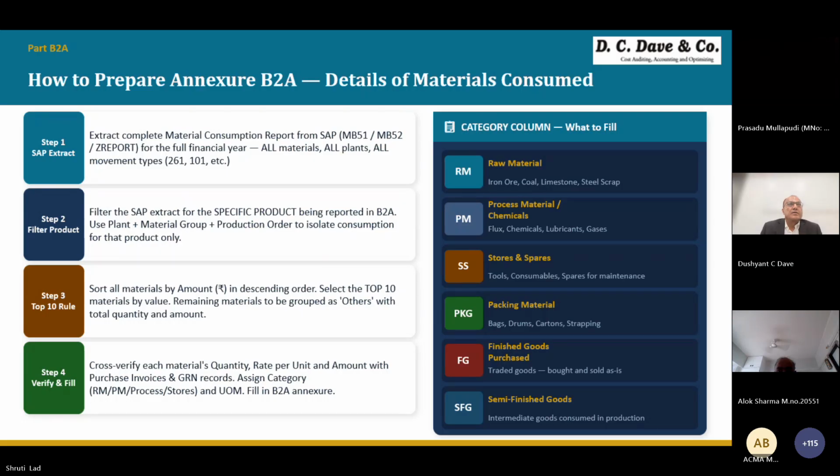Step 1 is the SAP extract. Step 2, I don't have to say anything about SAP extractions. I've given you the code. Please take a screenshot of this. It's very important. It will be useful to you on a daily basis. Step 2 is to filter the SAP extract for the specific product being reported in B2A. Use plant plus material group plus production order to isolate consumption for that product only.